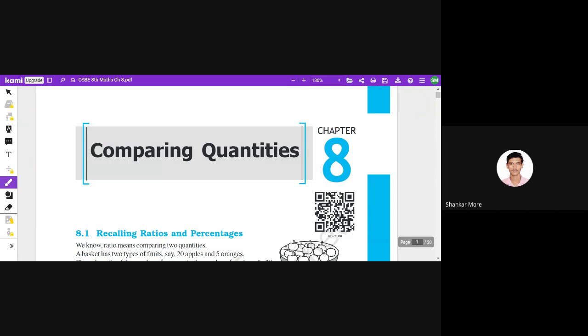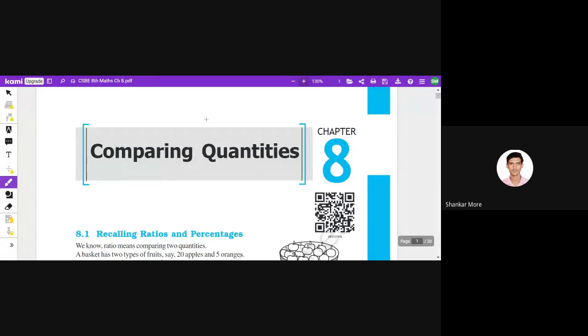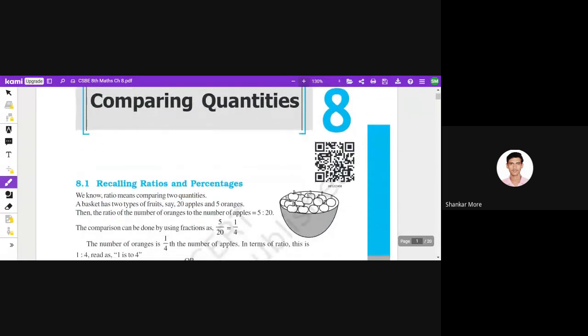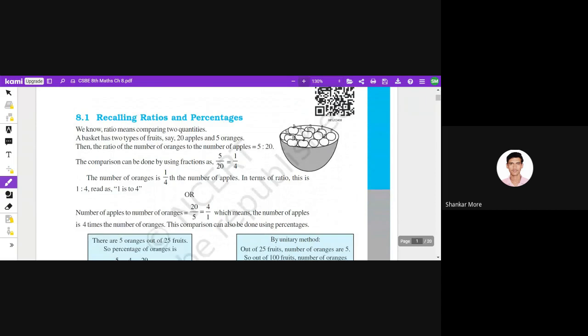Okay. So we are going to start with chapter number 8, comparing quantities. Our first topic is recalling ratios and percentages. You might have learned about ratios and percentages in the last standard, so we are just going to take a refresher of it, and then we can learn new topics from it. So we know a ratio means comparing two quantities. A basket has two types of fruits, say 20 apples and 5 oranges.